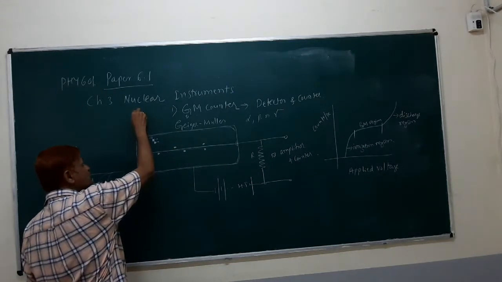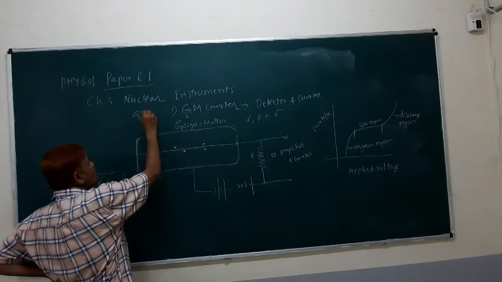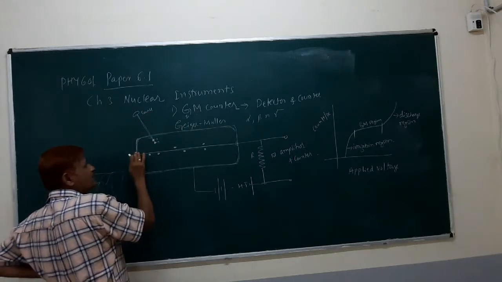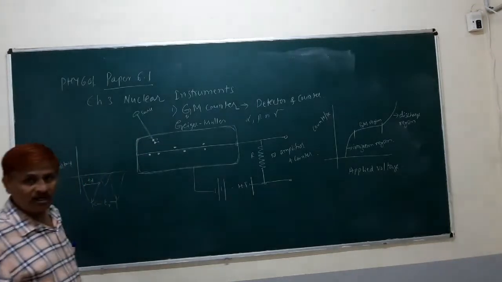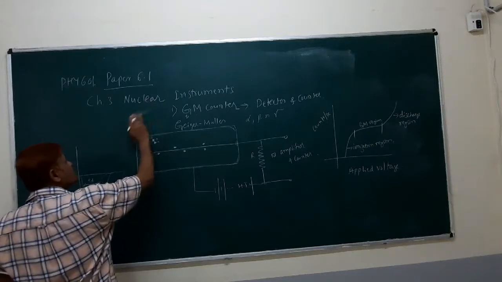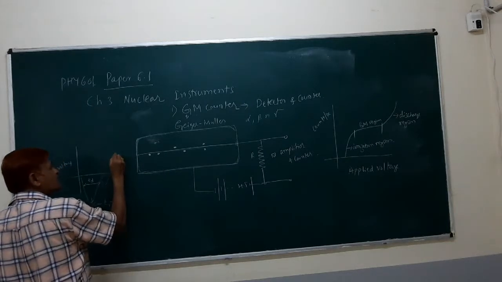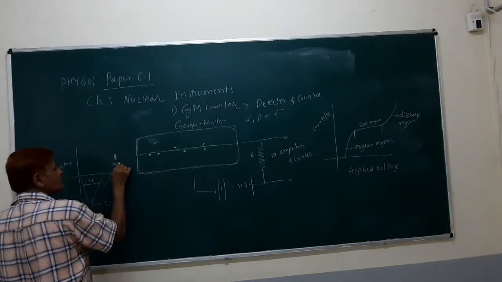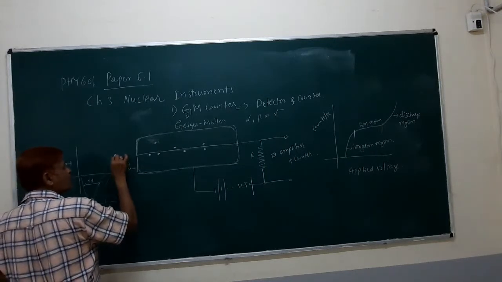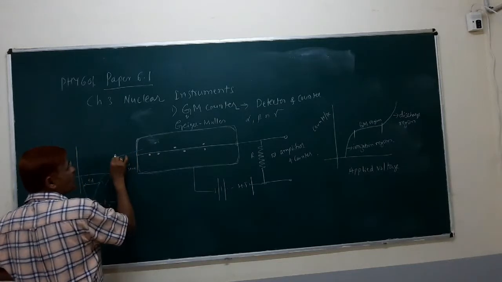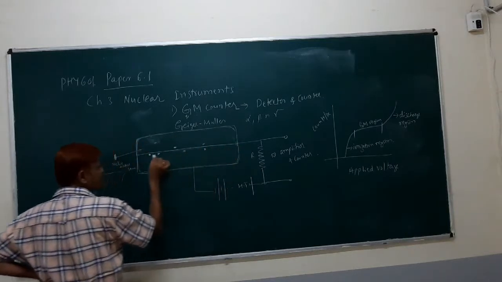If this is a radioactive source, the radiations coming from the source, usually we keep at this end. This is the window of the tube we have. Now here, let me show on this side. Better. Okay, this is the radioactive source. The radiations coming from this source enter the gas filled detector. This is a gas filled detector.